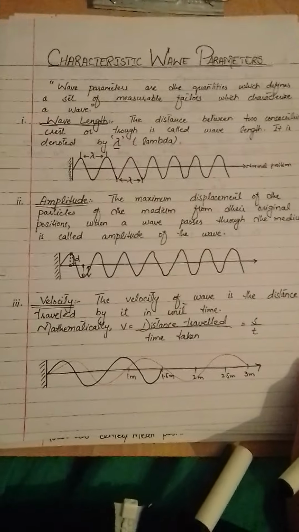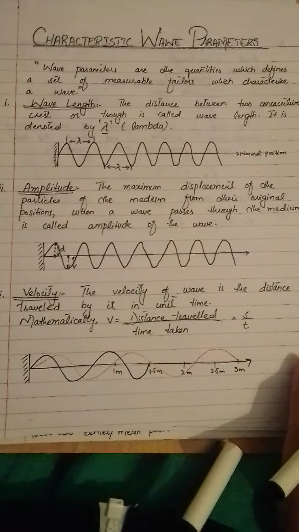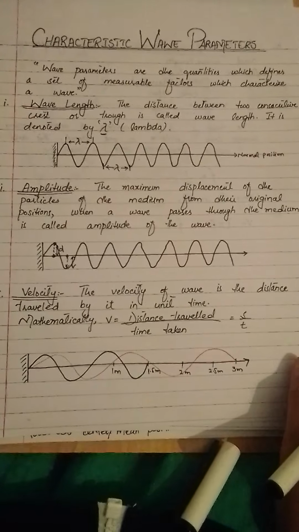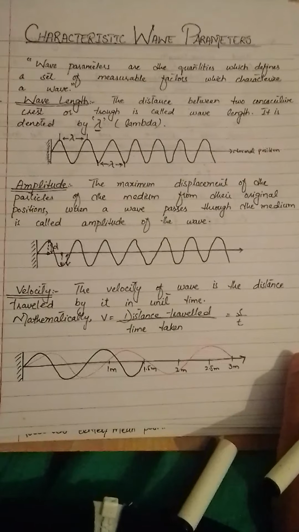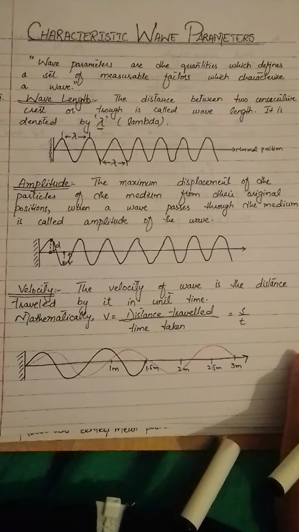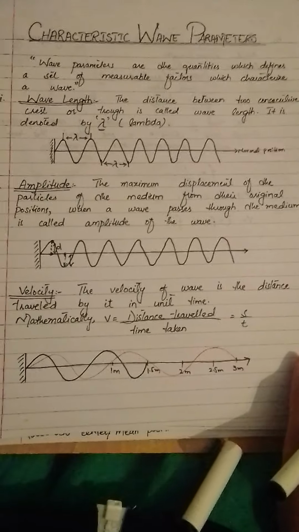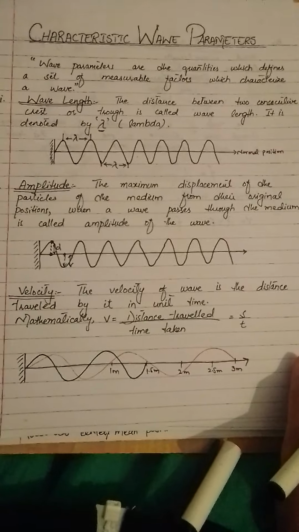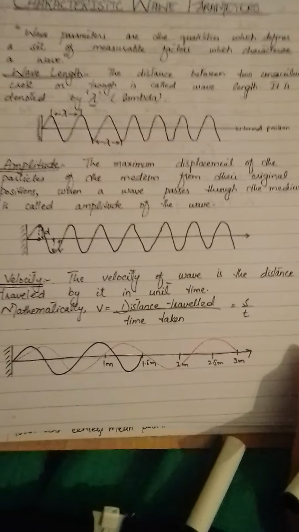Now coming to the velocity. The velocity of the wave is the distance traveled by it in a unit time. You are already familiar with the mechanical velocity, the velocity of any object. But what exactly is the wave velocity? We'll get to know here.